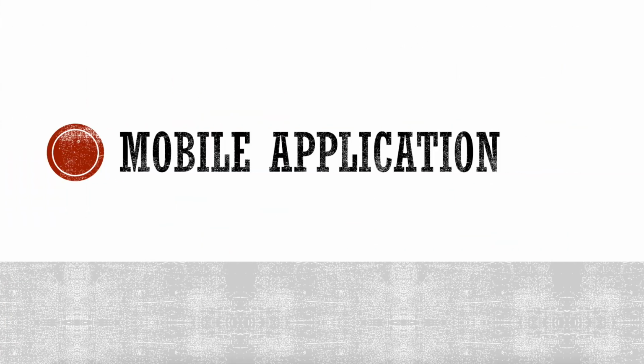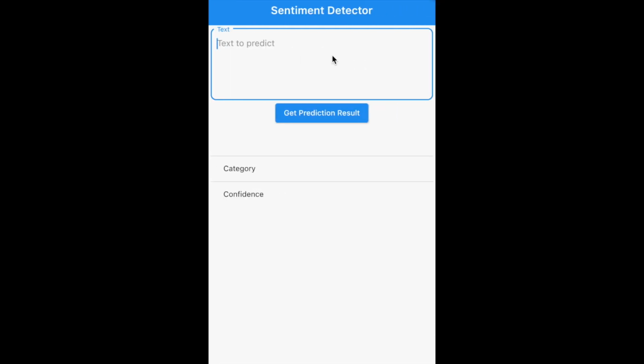Since we have already finished developing our deep learning model, now it's time to show our mobile application which utilizes this model. Our mobile application will have a text field to allow the user to input their text. When users have input their text, they can simply press the button to get the prediction result. The result will return the category and confidence. The category will return either a positive or negative value, and the confidence value will be the confidence level of the category.